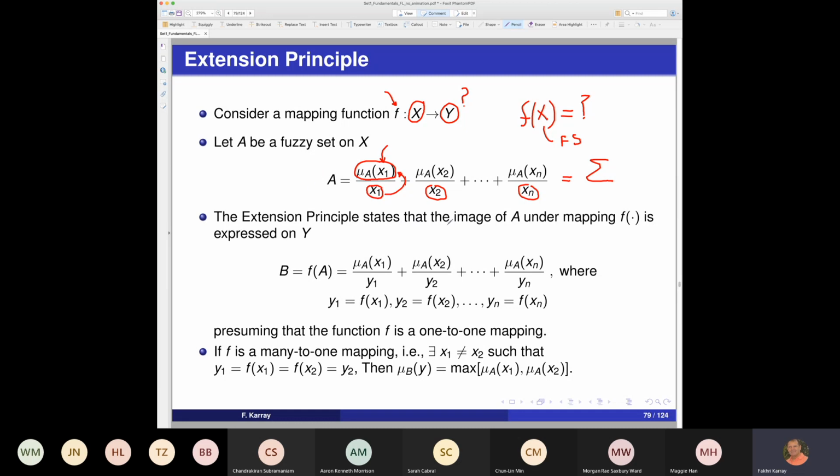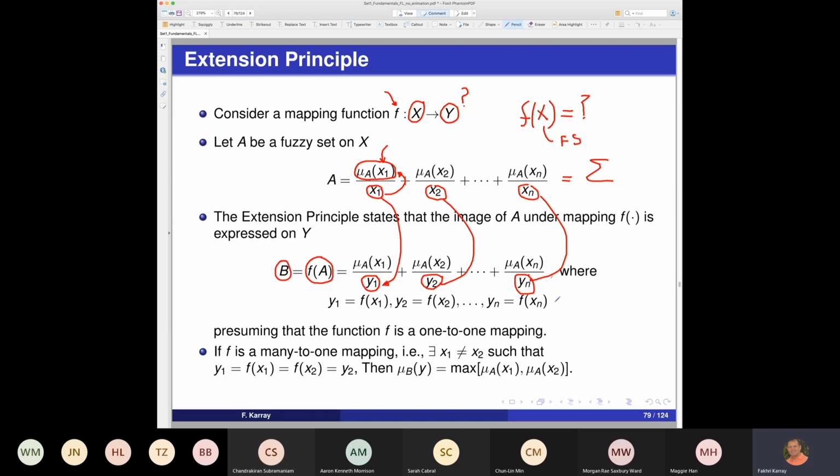So the extension principle states that the image of A under the mapping F is expressed on Y, which is the universe of discourse of the consequent, as fuzzy set B, which is given by the mapping F of A, and that mapping is given by mu A(x1), so we don't touch the value of mu A(x1). The only thing that we are touching here is the image of x1 through this mapping. So mu A(x1), and then here we have the image of it as y2, and then here the image of it as the function of yn. However, all these values are going to be equal. So there is no change in terms of the membership function value. Where y1 is equal to f(x1), y2 is equal to f(x2), and yn is equal to f(xn).